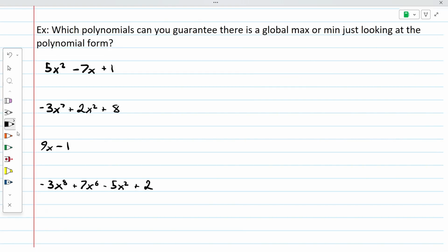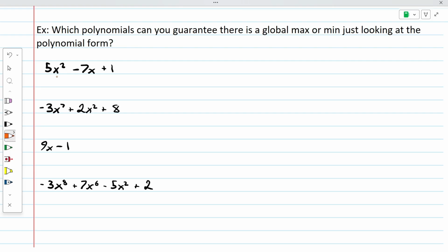Okay, the last thing we're going to look at is to put it all together, and how can we use the polynomial form to guarantee if there's a global max or min or not, by just looking at it without doing any graphing or anything like that. And the way we can do that is we can use our end behavior and what the function looks like to determine if there will be a global max or not. So let's do this first example.